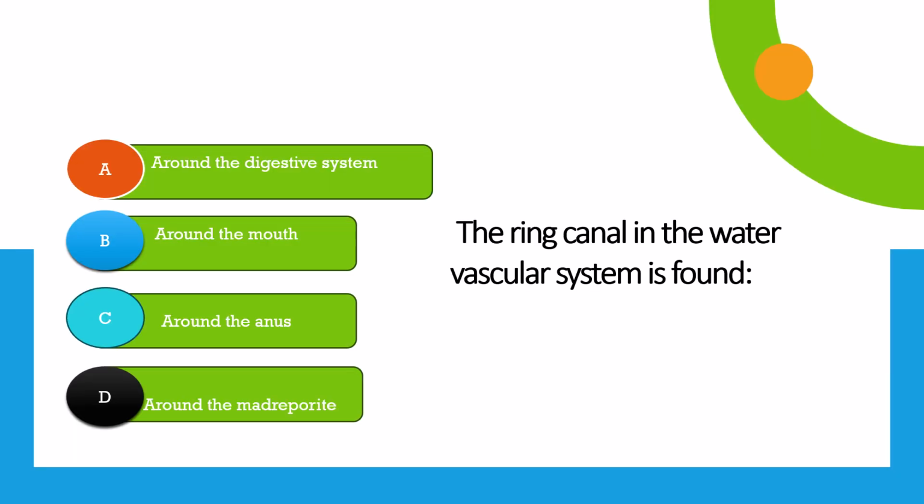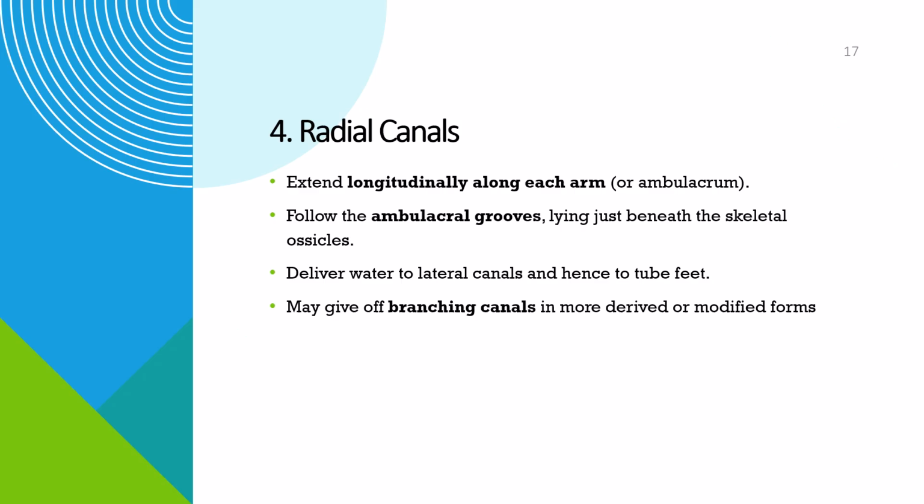So here another question. The ring canal in the water vascular system is found around the digestive system, around the mouth, around the anus, or around the Madreporite. Comment your answer in the chat box.